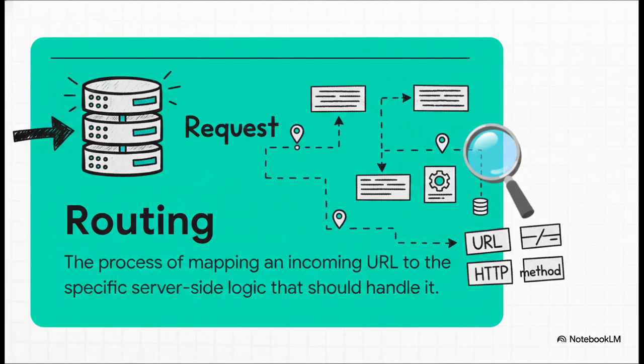So, the request hits our server. Now what? It needs to go to the right department, right? That's where routing comes in. It acts like a GPS for our application. It looks at the URL and the method, and it directs the request to the exact piece of code that knows how to handle it.